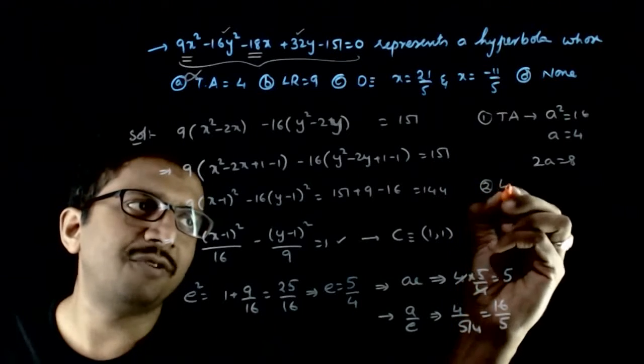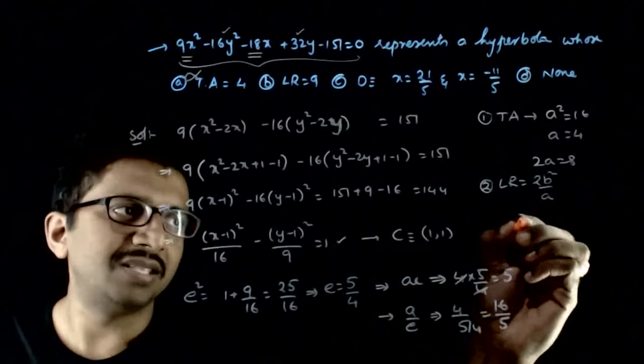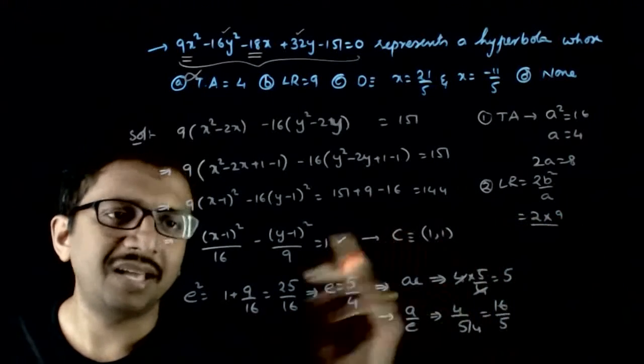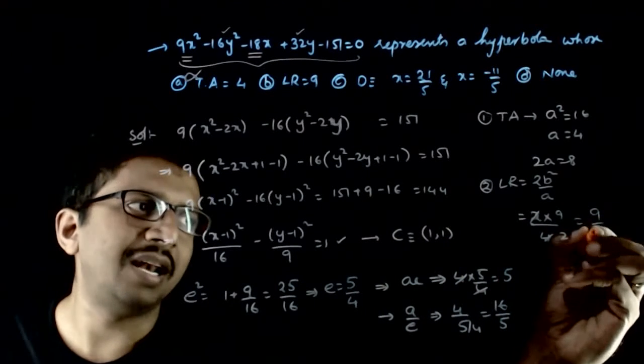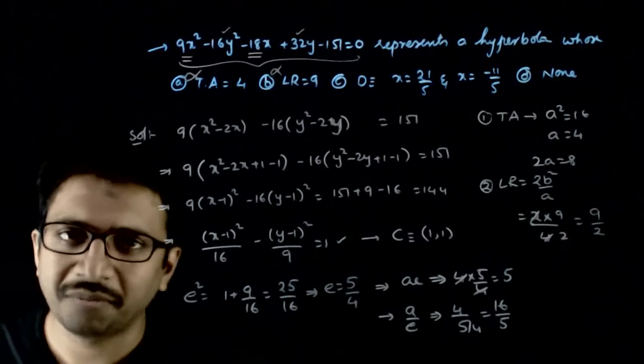Next, what is the latus rectum? The latus rectum formula is 2b square by a. That is equal to 2 times b square, which is 9, by a, which is 4. If you cancel this out, you get 9 by 2 as the latus rectum. So this option is also wrong.